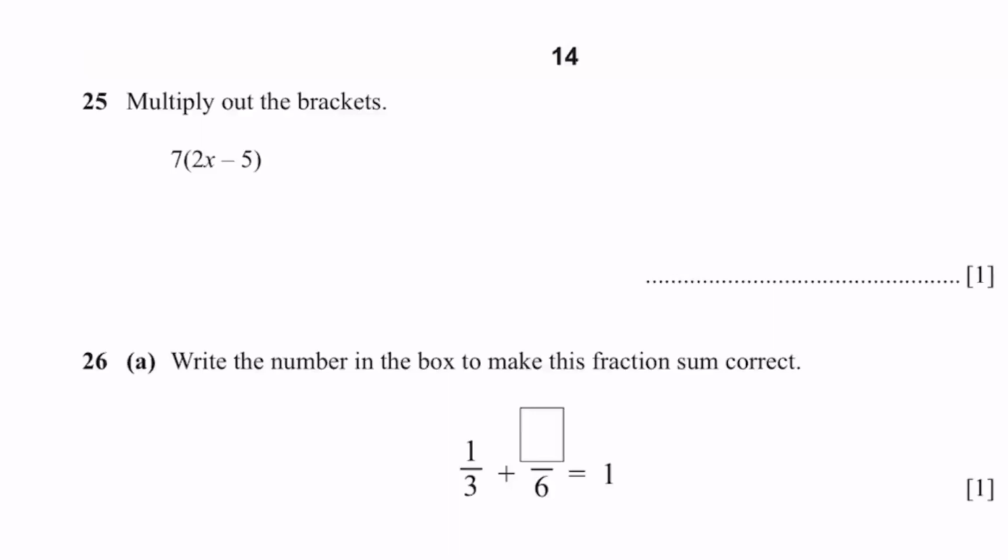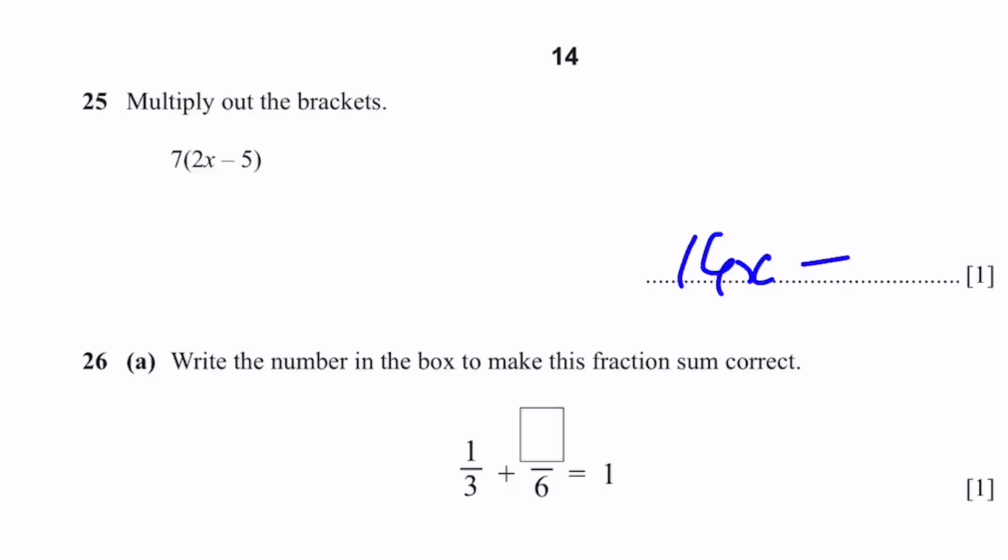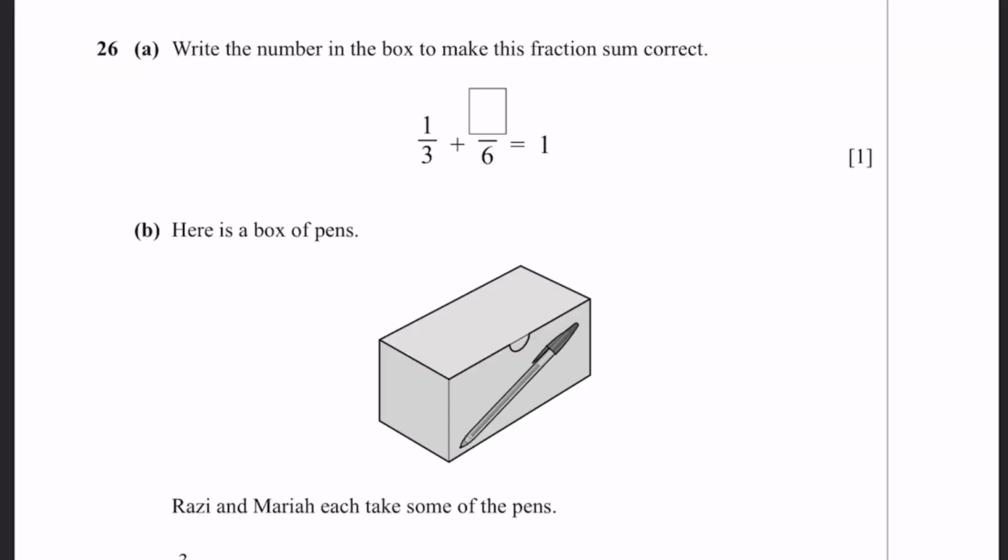Question 25. Multiply out the brackets. 7 into 2x minus 5. 7 into 2x is equal to 14x. And then 7 into -5 is -35. So 14x minus 35.